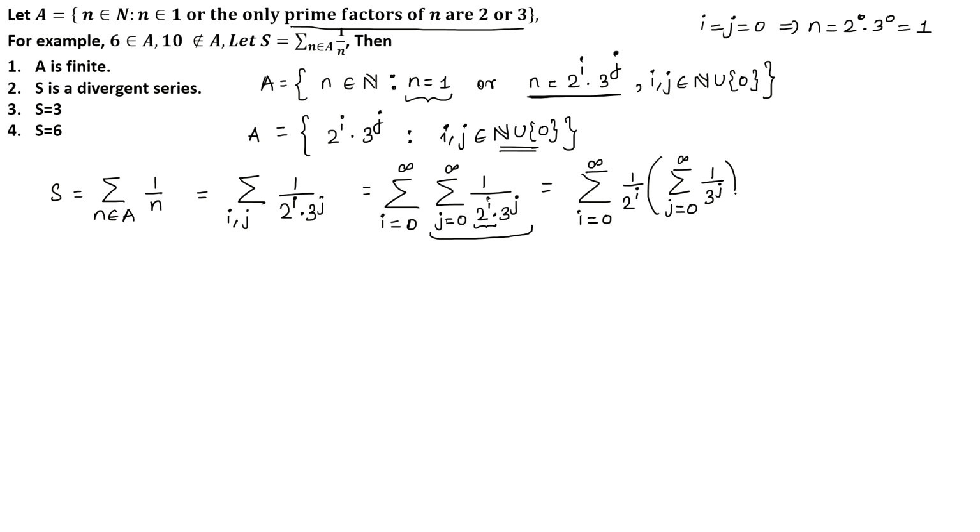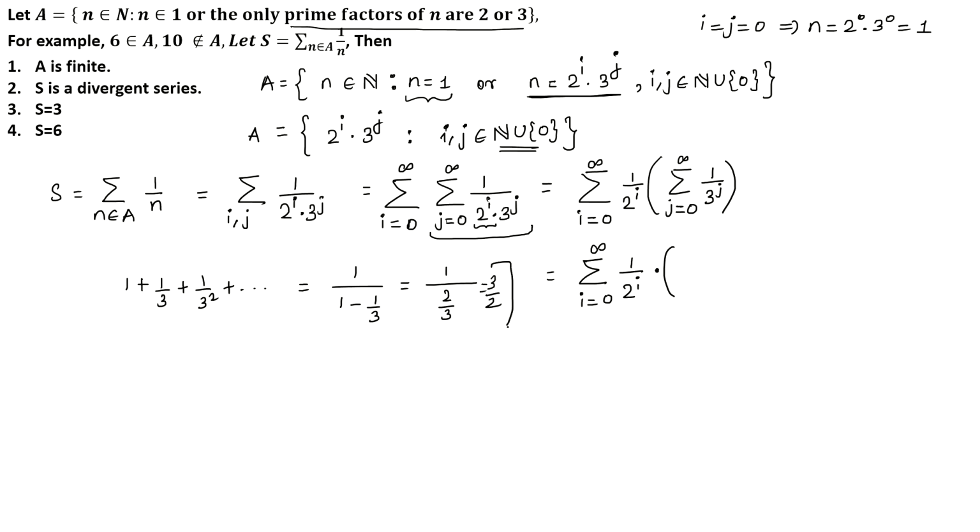So now the sum of this series is sigma i equals 0 to infinity of 1 by 2 raised to i into the sum of this series. This series is basically the series 1 plus 1 by 3 plus 1 by 3 square plus so on. It is a geometric series with first term 1 and common ratio 1 by 3. So the sum of this series is 1 by 1 minus 1 by 3, that is 1 by 2 by 3, which is 3 by 2. Alright.